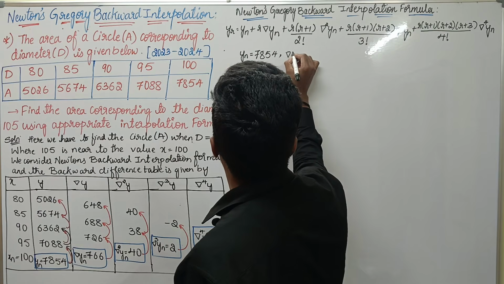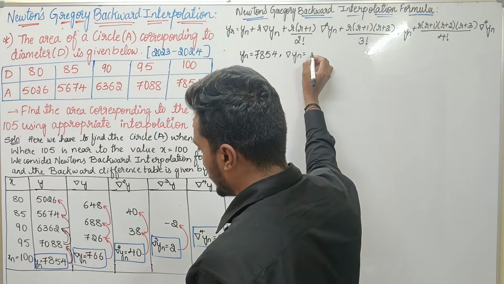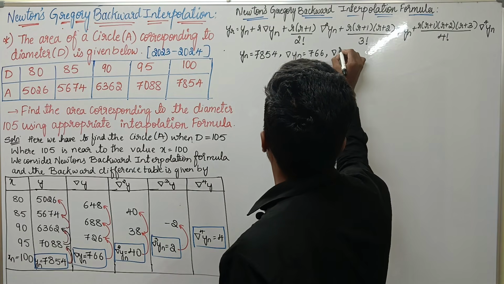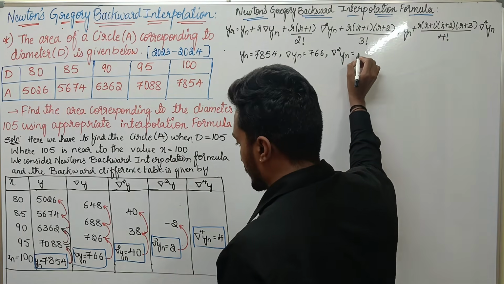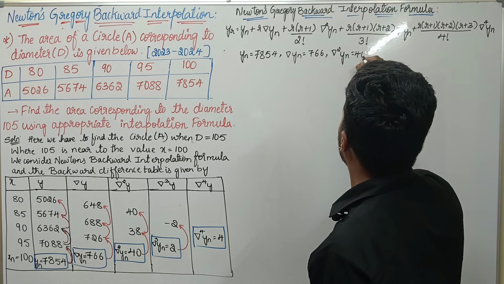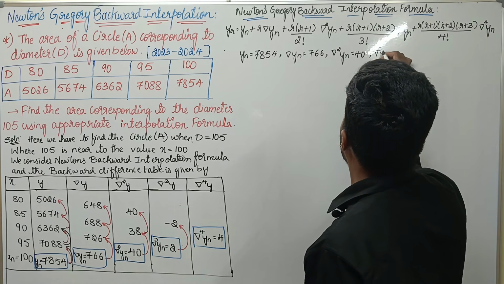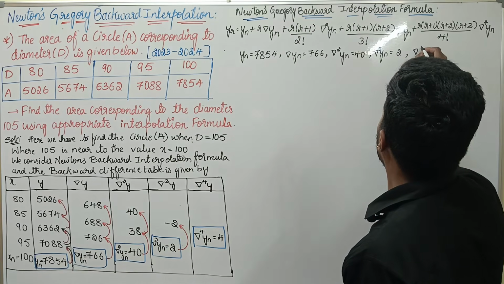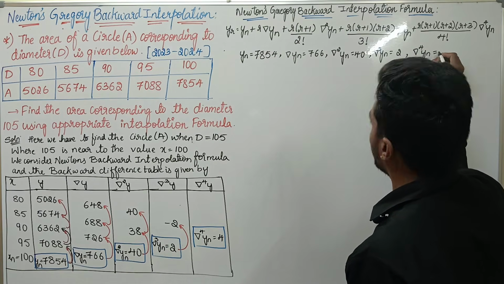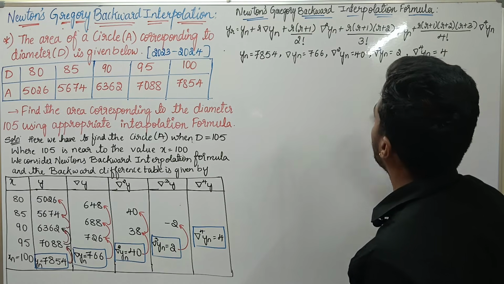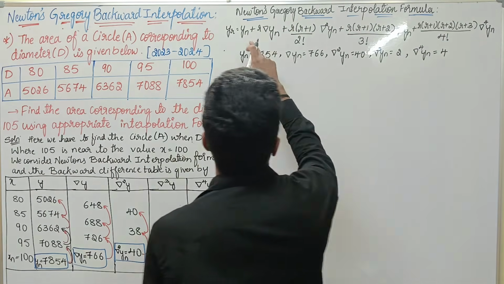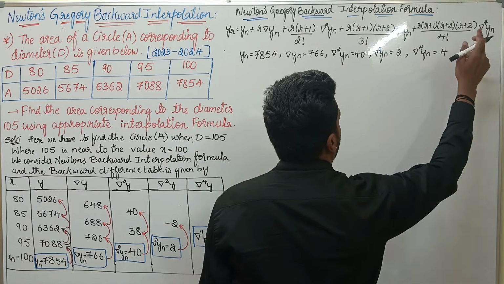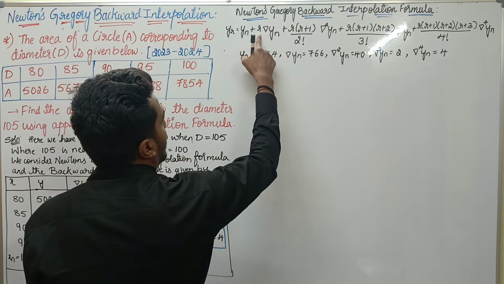Now let us represent yn as 7854, backward yn as 766, backward square of yn as 40, backward cube of yn as 2, and backward power of 4 of yn as 4. Done. These are the conditions. Now I need the value of r.